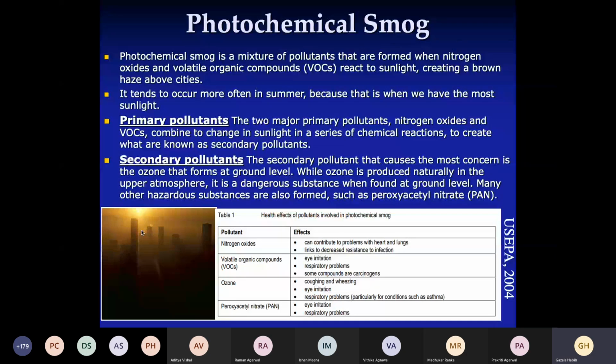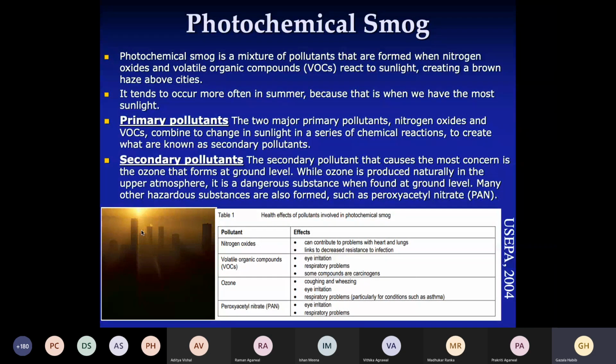Okay, now the second type of secondary pollution is photochemical smoke. Photochemical smoke forms because of the reaction of volatile organic carbon and NOx. Basically, NOx and VOC are the major players in photochemical smoke formation. The two major primary pollutants, nitrogen oxide and VOC, combine and form various chemical compounds.